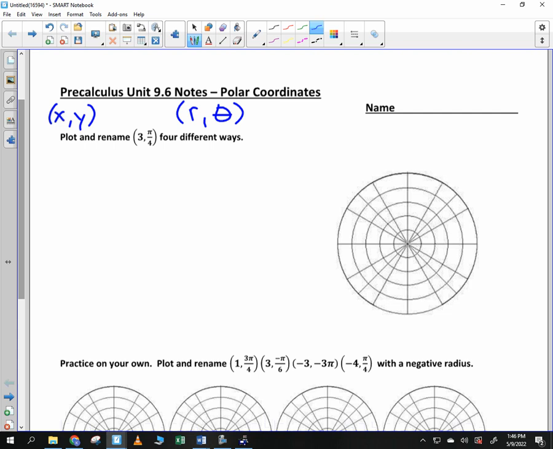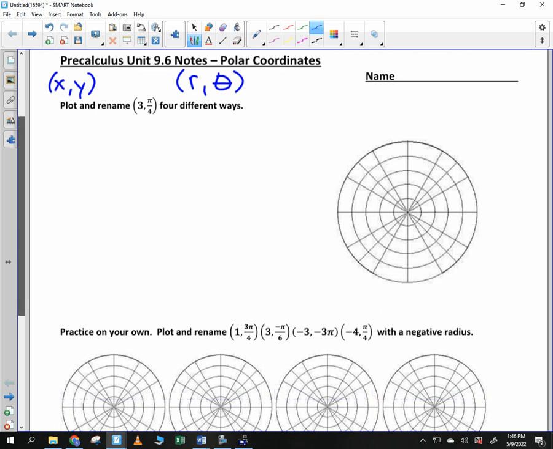We would like to plot the coordinate 3, pi over 4, and then we will rename it later on. What's different about plotting polar coordinates is we have an angle and we have a radius. And instead of plotting x and then y, I would encourage you to start with theta and then go to r. So theta is pi over 4, so I'm going to rotate pi over 4, which brings me to right there. And then the 3 means I'm going to move 3 units in that direction. So 1, 2, 3.